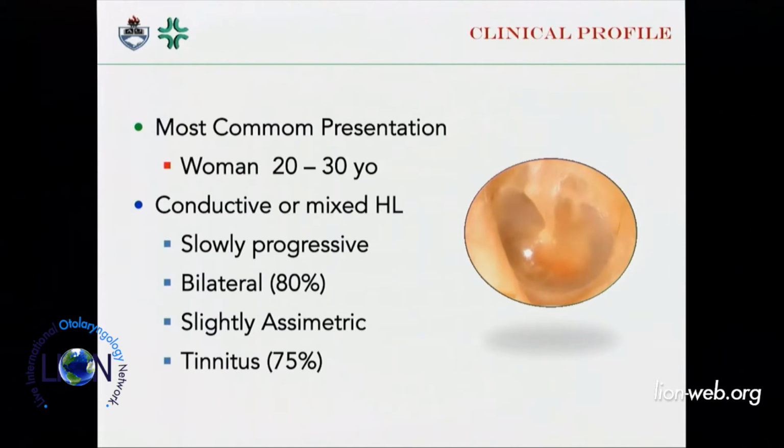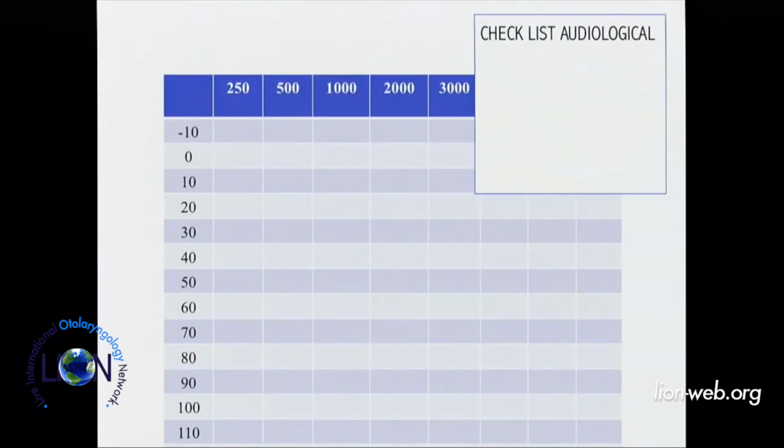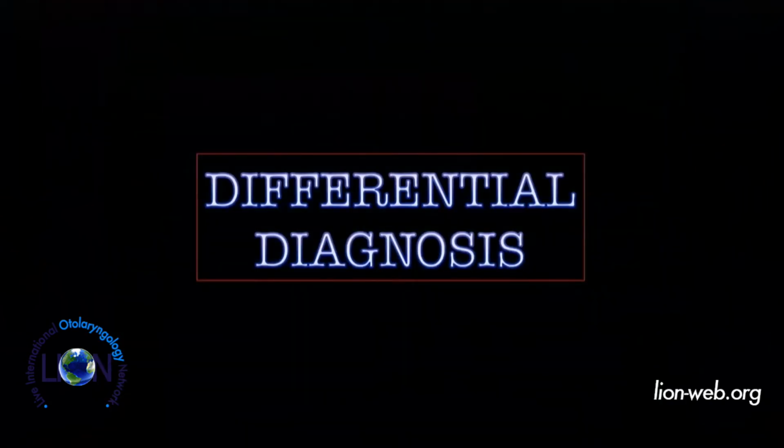So what's the clinical profile? Everybody knows that: a woman, conductive or mixed hearing loss, mostly bilateral. In the audiological profile of otosclerosis: excellent bone conduction, conductive loss, Carhart notch, absent reflexes, and good discrimination. This is typical. What are the differential diagnoses of otosclerosis?